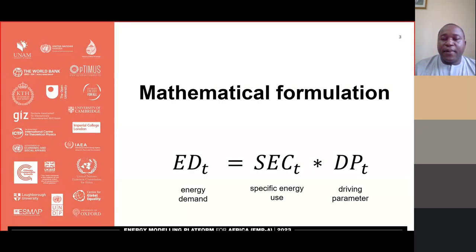For the mathematical formulation, as I already said, you know this formula, and it is the same formula that we are going to apply in this model. In this sector, it will be even simpler than the others, because the energy here will be evaluated directly as final energy. Therefore, we will not need to apply the second generic formula of MAED to evaluate the energy demand in this sector.